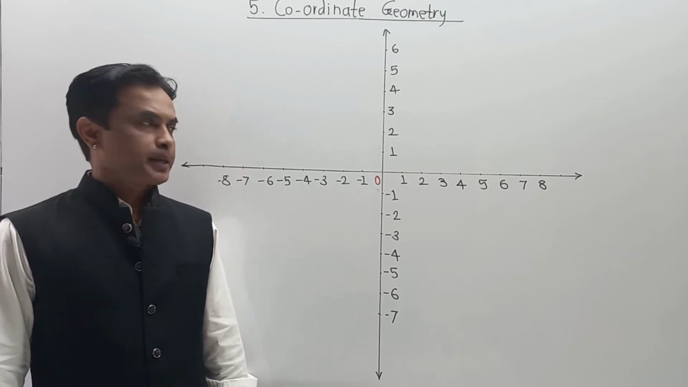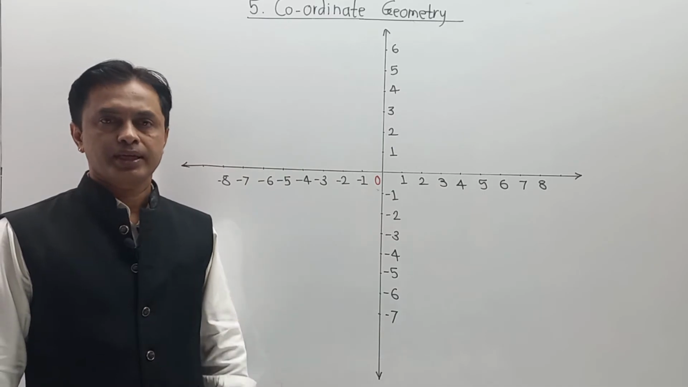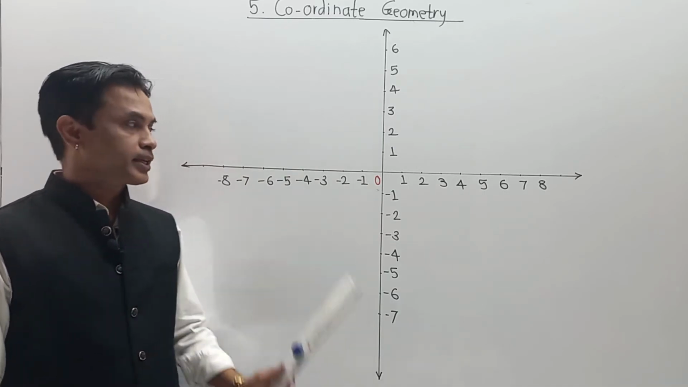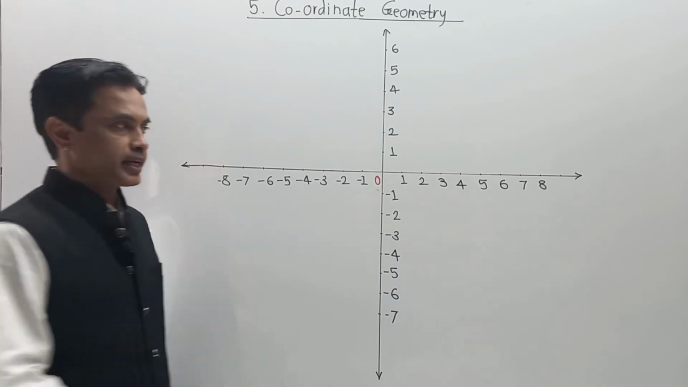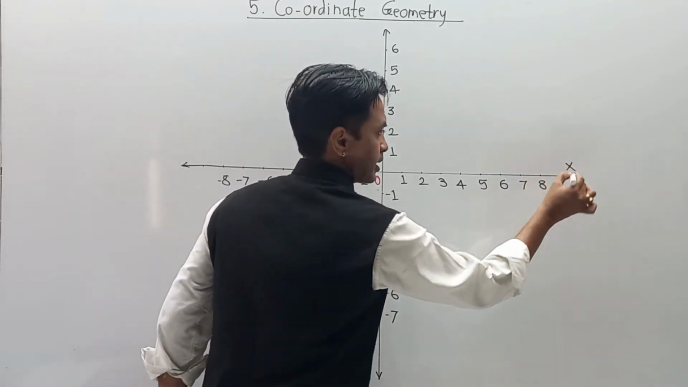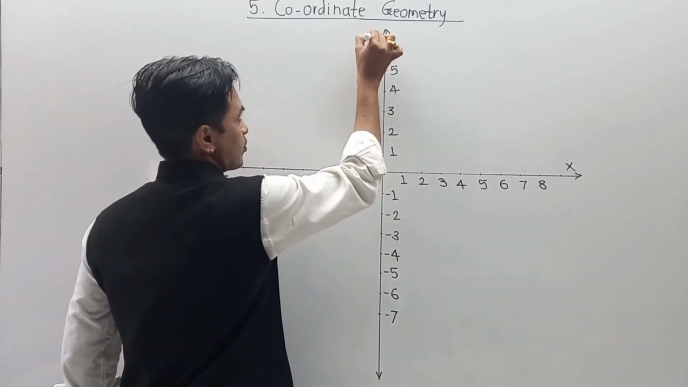Now, in continuation, you have to understand the next part, that is coordinate geometry. Coordinate geometry contains the combination of your x-axis and y-axis, and it is generally indicated by x dash and y dash.